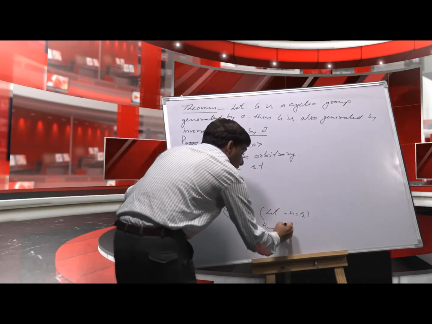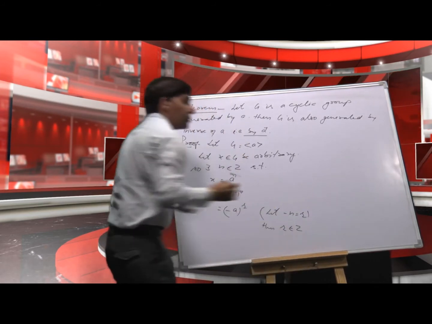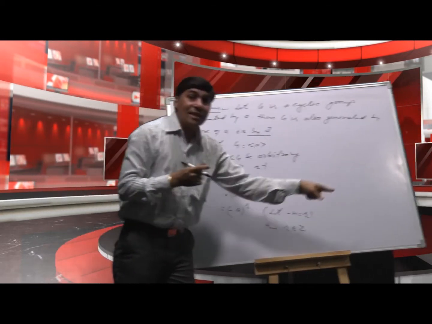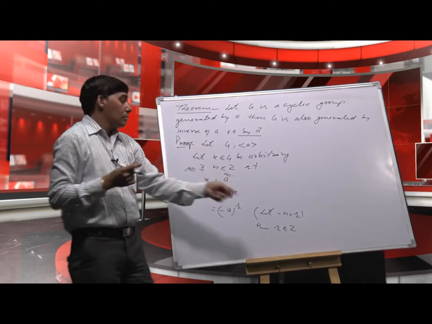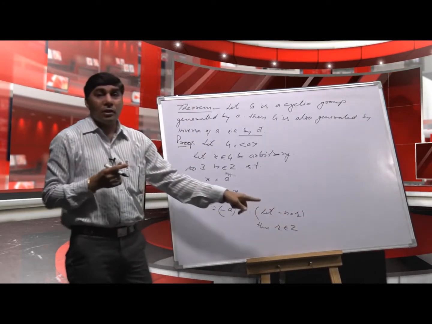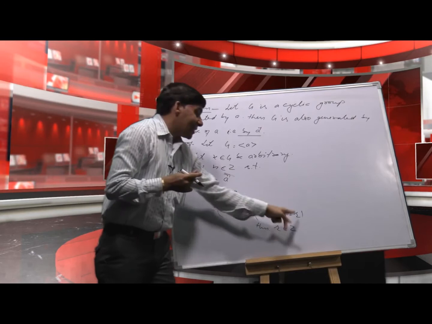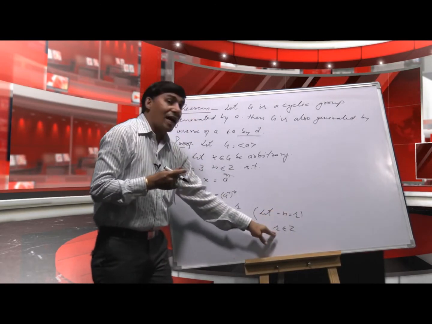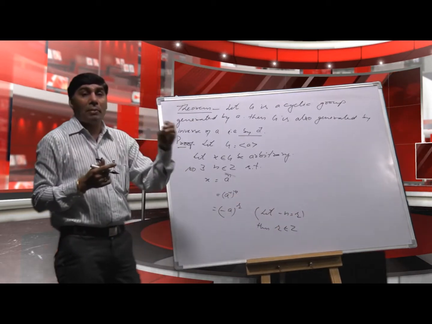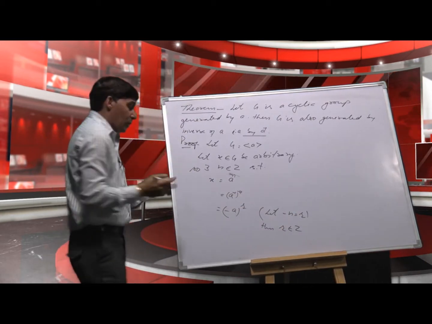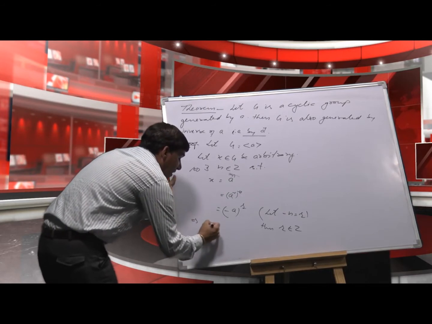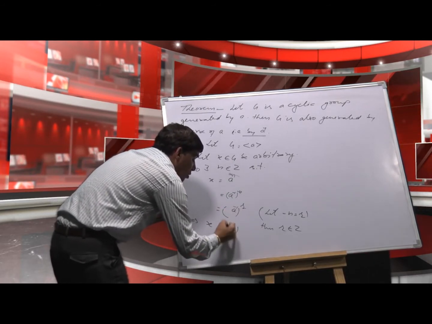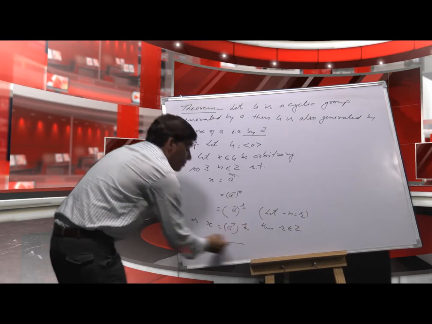Then r also belongs to Z, because n is an integer, so minus n is also an integer. If n is negative, then minus n is positive. If n is positive, then minus n is negative. So we denote minus n by r, and r belongs to the integers. It may be positive or it may be negative. This implies x is equal to a inverse raised to power r.